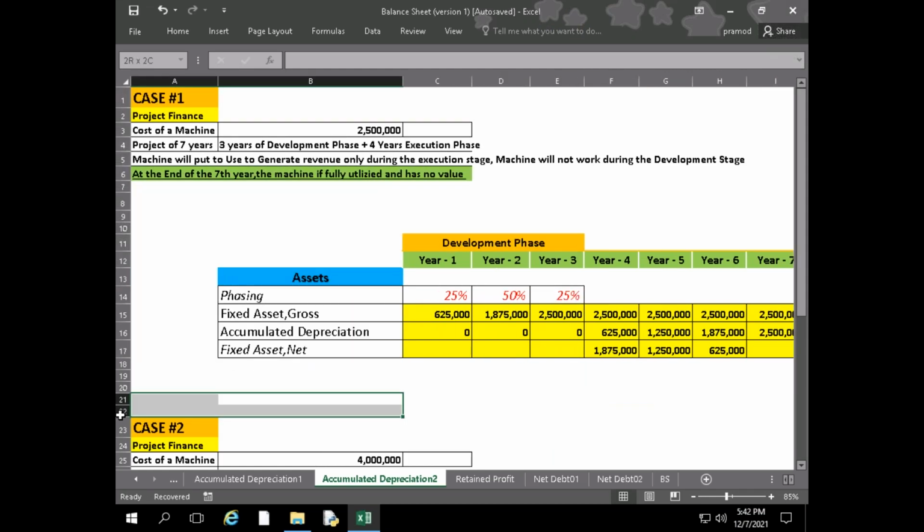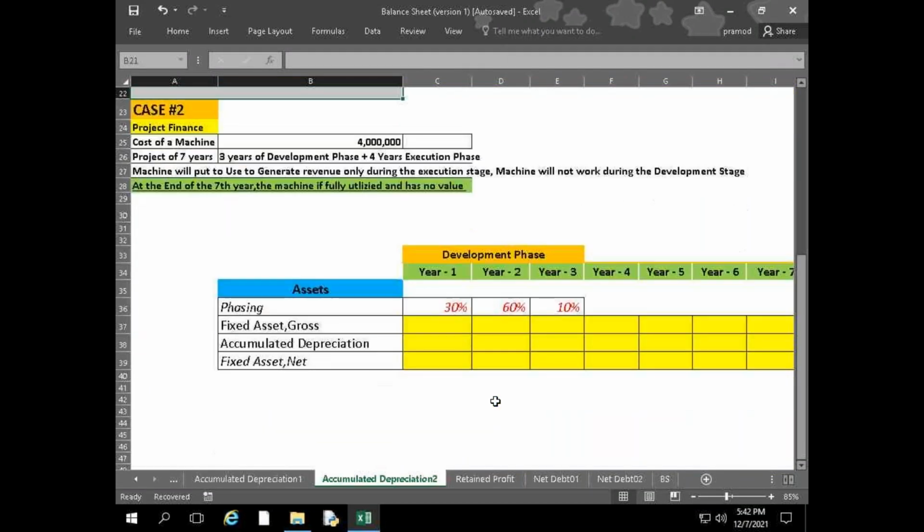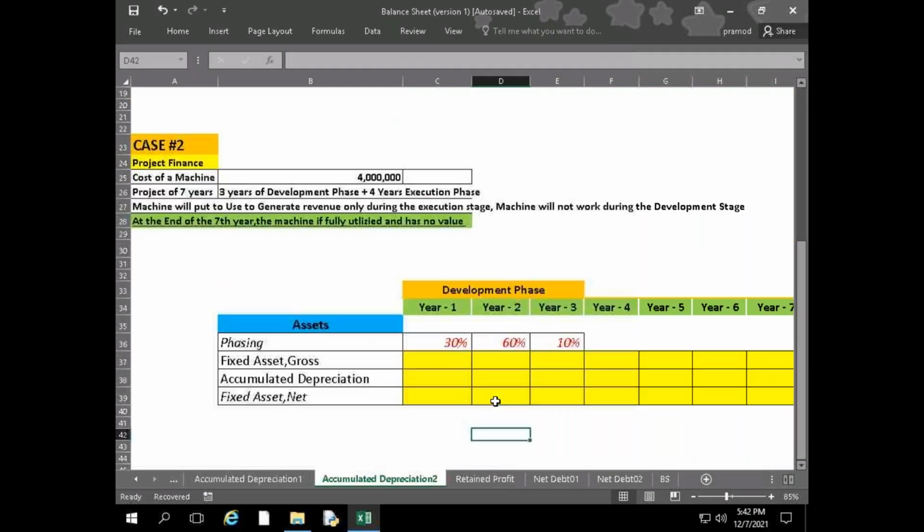This is how you should do the case one. Same manner, try to do the case two. You do case two.